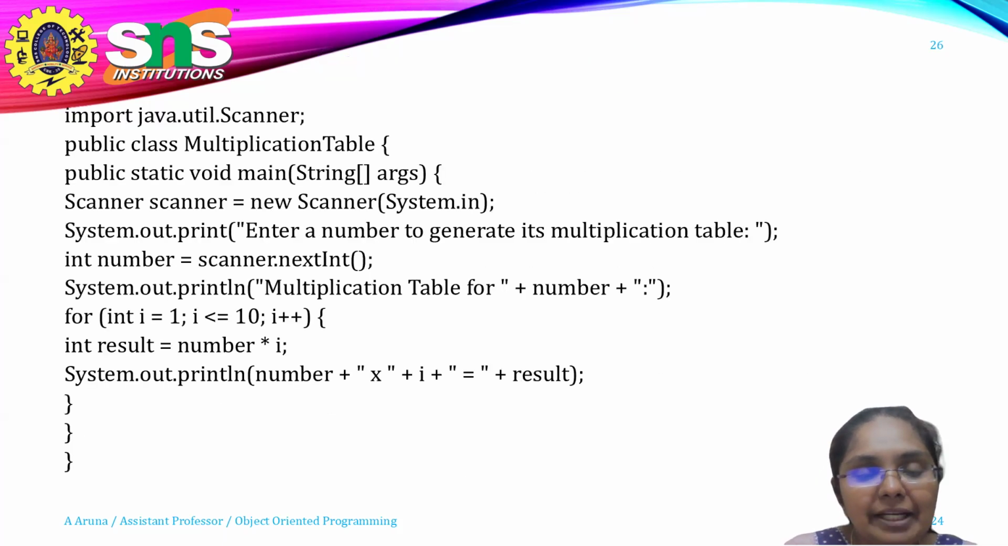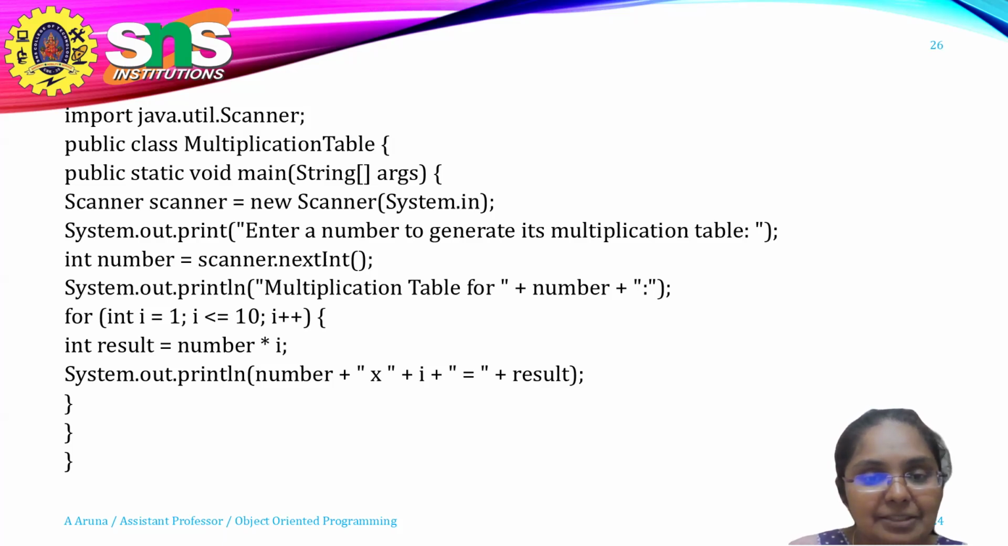Here I have used the Scanner class for getting the input from the user. I have created a public class called MultiplicationTable. Inside that I have created public static void main, String args. This is my main method. After that, I have created an object for the Scanner class. Through that object, I get the number for which I'm going to generate the multiplication table, and store it in the variable number.